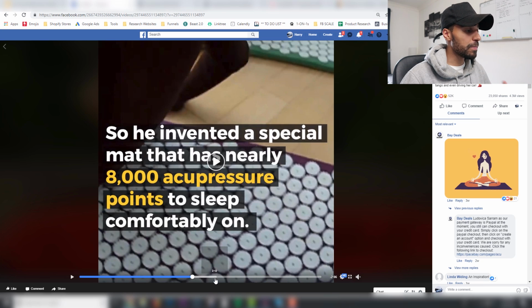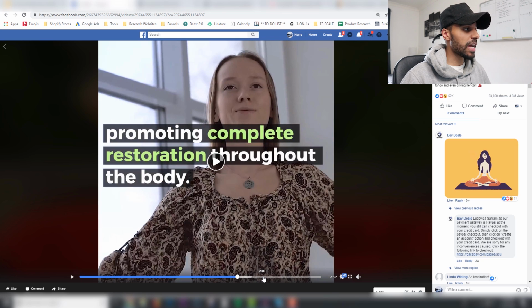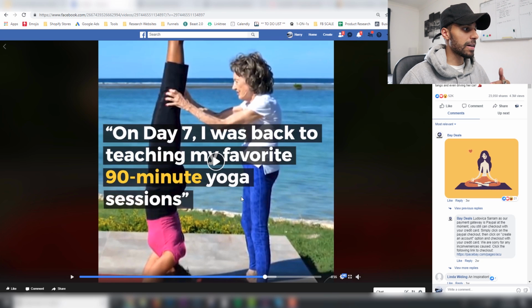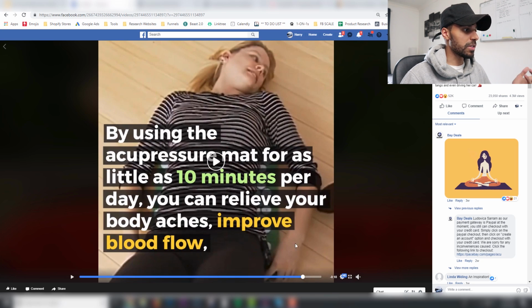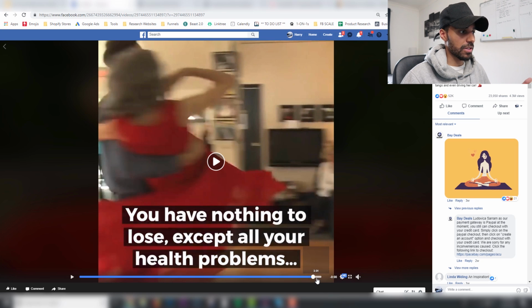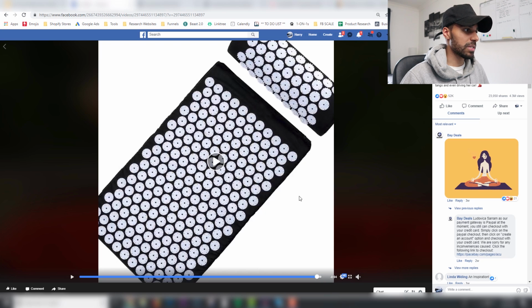So she had this problem, and this guy invented this acupressure mat, and she's been using it to become more flexible. And one day, back on day 7, she was back teaching yoga, and so on. And then people using this mat basically become more flexible and don't get back problems anymore. But there's no hard sell in it whatsoever.